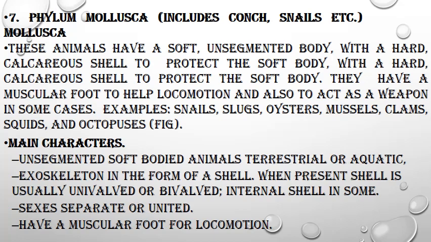Phylum Mollusca includes conchs, snails, etc. These animals have a soft, unsegmented body with a hard calcareous shell to protect the soft body. They have a muscular foot to help locomotion and also to act as a weapon in some cases. Examples: snails, slugs, oysters, mussels, clams, squids and octopus.